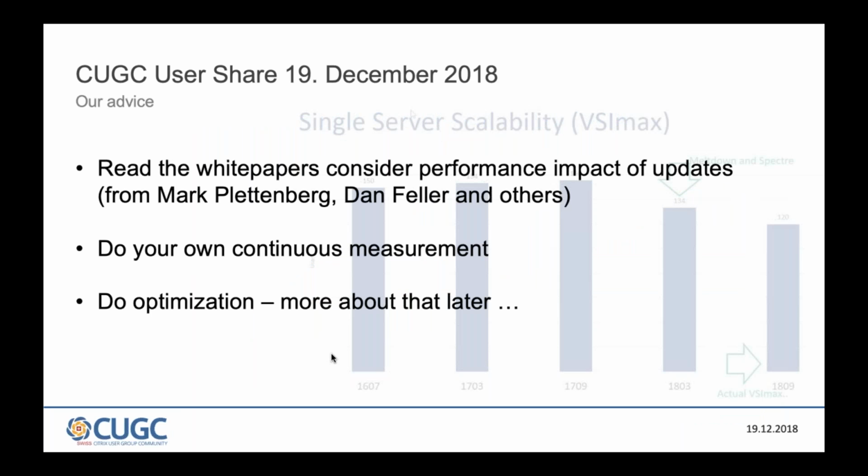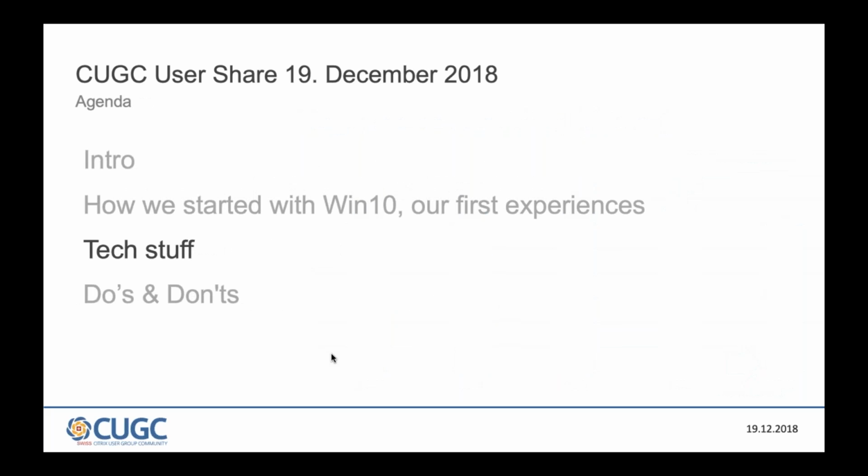So our advice for this is to read the white papers, read the blogs of the people who are doing migrations or who advise what to do, and compare the different white papers, and also consider the performance impact of the different Windows versions and updates. And then go and do your own measurement. Also do optimization. More about optimization you can read later.